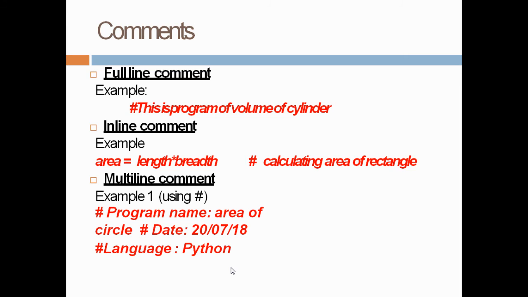Full line comment: this is the hash, this is the program of volume of a cylinder. For an inline comment, an example is area equals to length into breadth, and on the right side we write hash calculating area of rectangle. Multi-line comment, example 1: using hash, program name, area of circle, hash date colon, this is the date, and hash language. So we use the hash for writing the multi-line comment also.